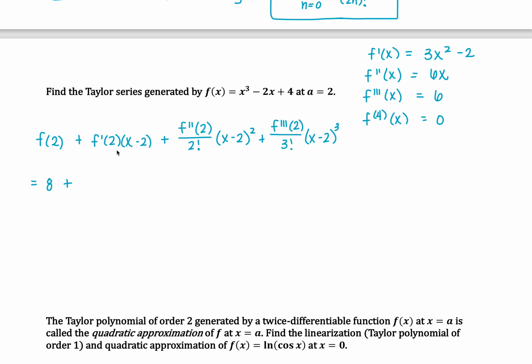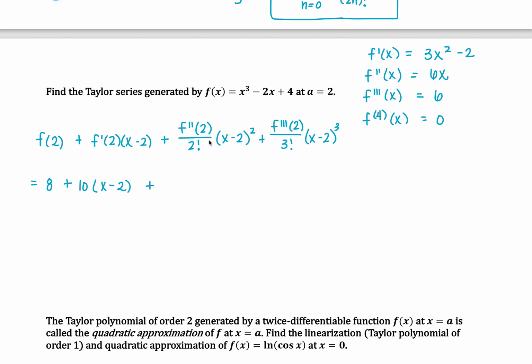Now we're going to look at the first derivative evaluated at 2. So sorry, I've got a sinus infection that's been lingering. We have 3 times 2 squared, so 3 times 4, which is 12. 12 minus 2 is 10. And that's times x minus 2.